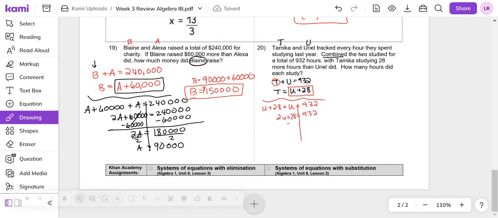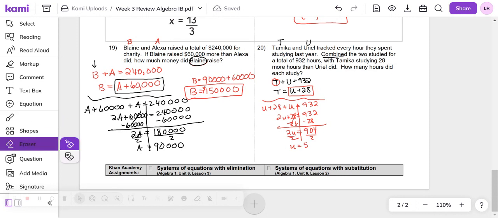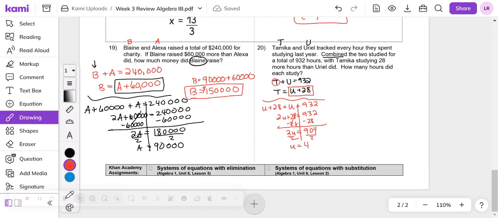Put my U's together. Subtract 28. And I'm going to get 2U equals 904. Okay, divide both sides by 2. And Uriel studies for 400. Oops, wrote my numbers wrong. 452 hours. That's Uriel's answer.